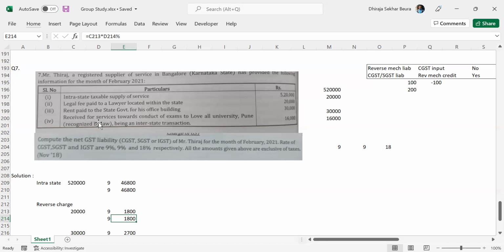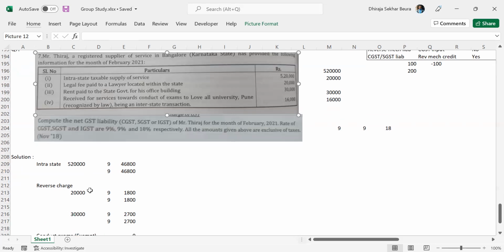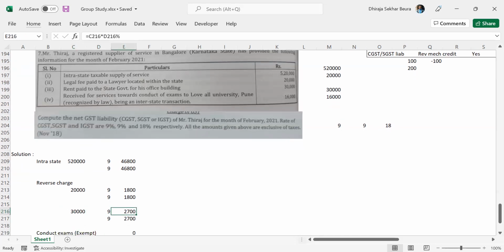Now, rent paid to state government for his office building. Is he receiving service or providing service? Service received. It is a service, but wherever the government is the service provider, the other party has to pay. It's always under reverse mechanism. That's how the whole system is built. So here also reverse mechanism applies, and on 30,000, 9% CGST comes to 2,700, 9% SGST comes to 2,700. That also you have to pay.